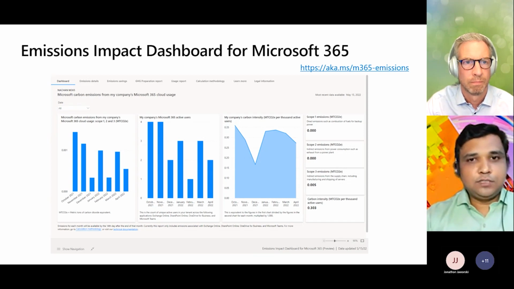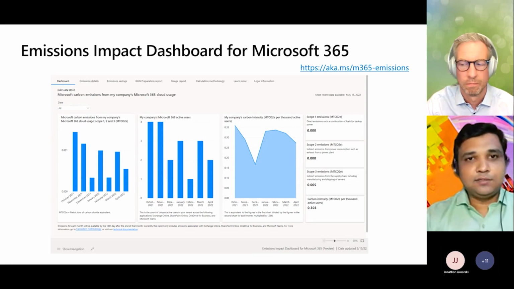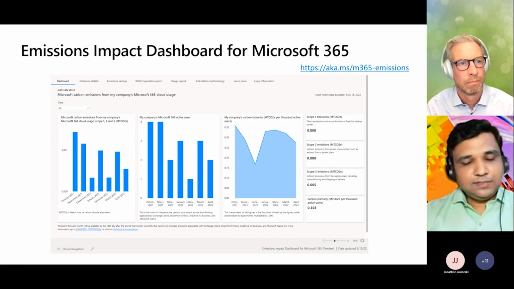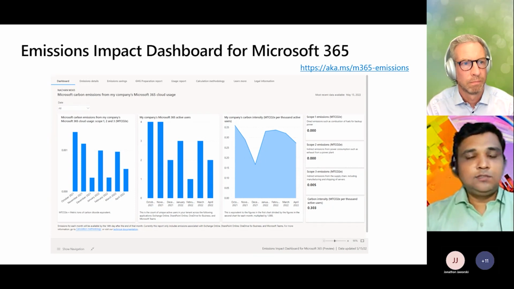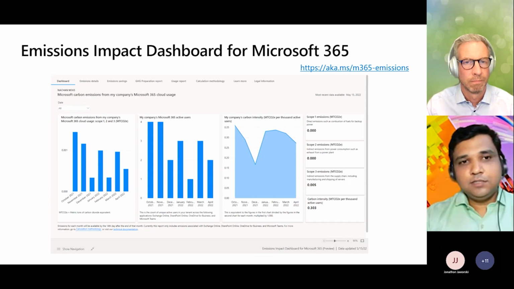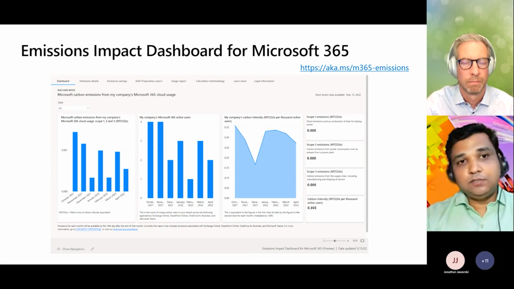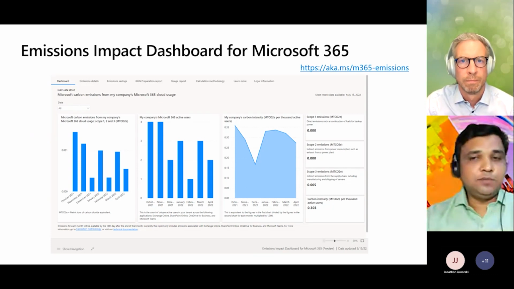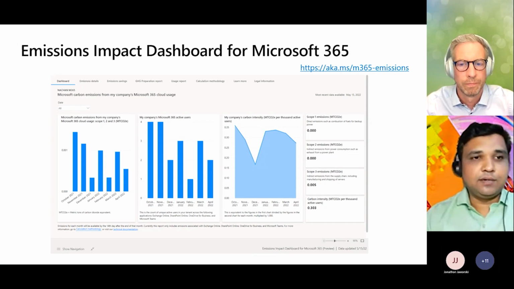So this is a very useful dashboard to get all of your emissions calculated, as well as see what kind of things are causing them. As of now, we don't see the segregation of each service causing these emissions, for example SharePoint, OneDrive, Microsoft Teams or Exchange, but at least it gives the overall picture of how much is the active usage of our services, and how the carbon emission is affected because of that, as well as the inactive data.